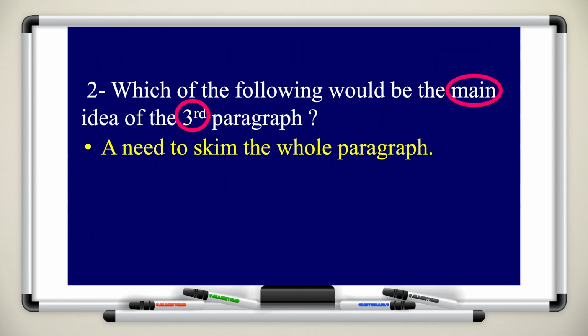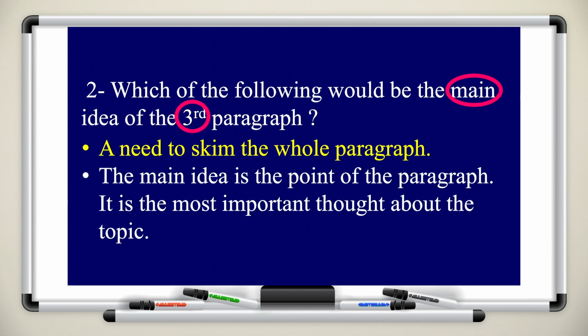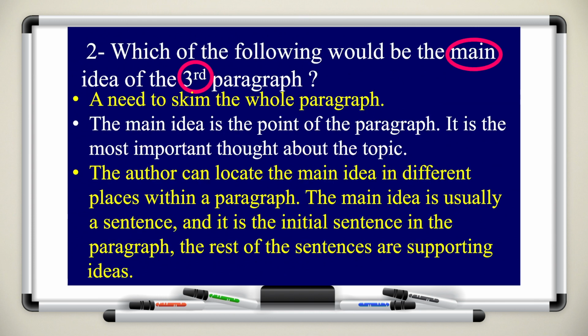Question 2. Which of the following would be the main idea of the third paragraph? You need to skim the whole paragraph for this question and focus. The number of the paragraph given here is the third paragraph. The main idea is the point of the paragraph. It is the most important thought about the topic. The author can locate the main idea in different places, but focus usually on the initial sentence of the paragraph. The rest are supporting ideas.